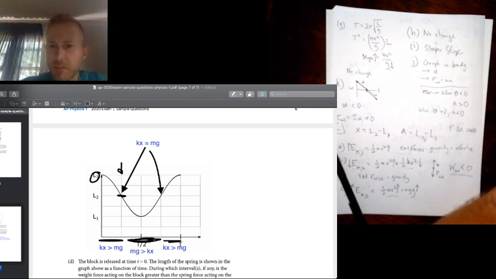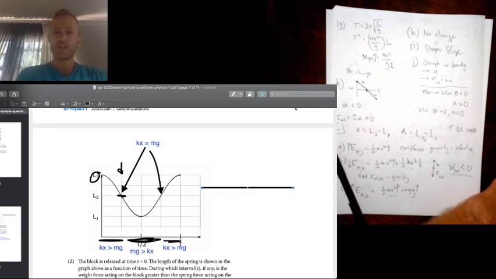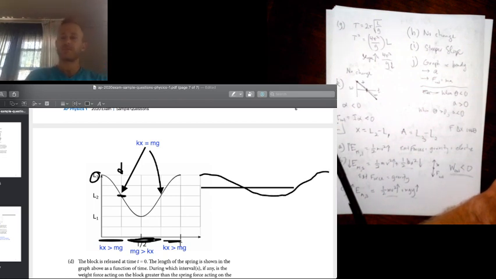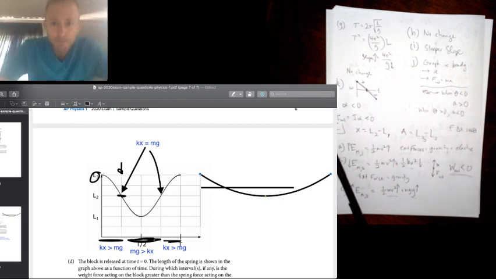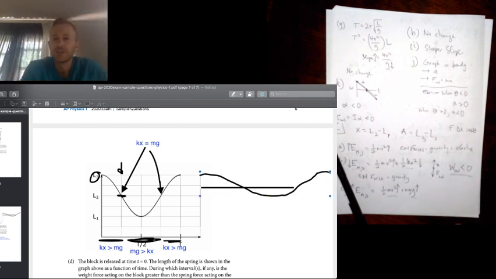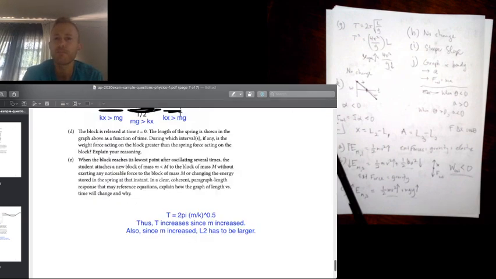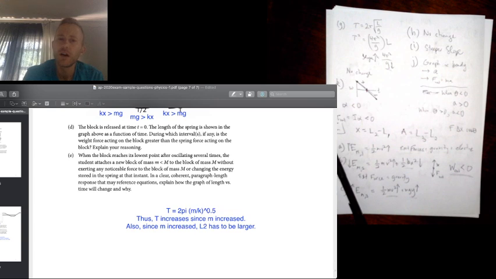So how is the graph going to compare? Basically, L2 is going to be larger, so L2 might be up here instead, and we're going to oscillate about that length. It's going to look something like this. So the amplitude is going to be smaller, and it's going to be oscillating about a different point. The period is going to be longer.